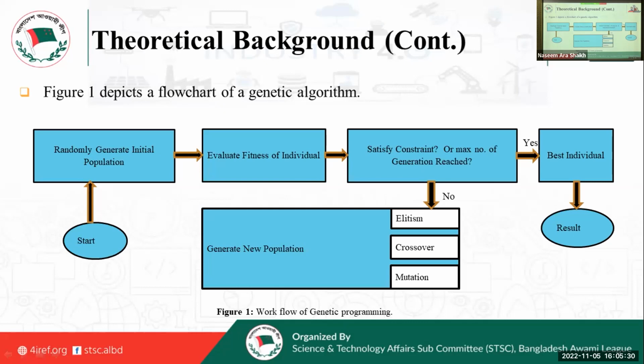If we do not reach the termination condition, then we generate the new population by applying elitism, crossover, and mutation techniques. And this is the flow chart of the genetic programming paradigm.